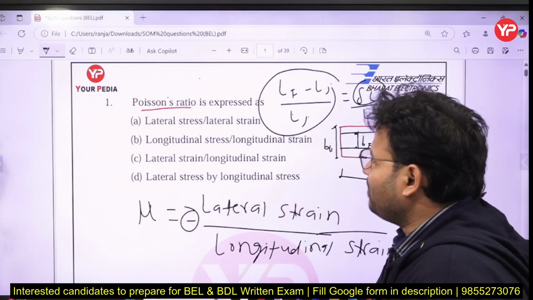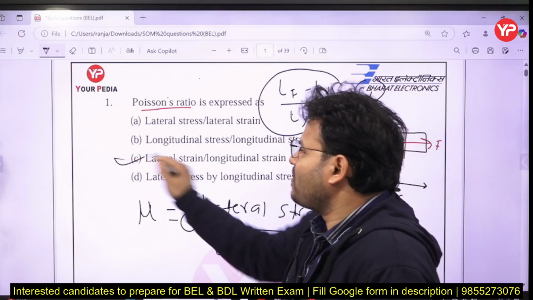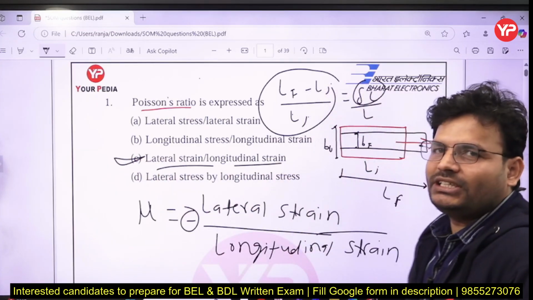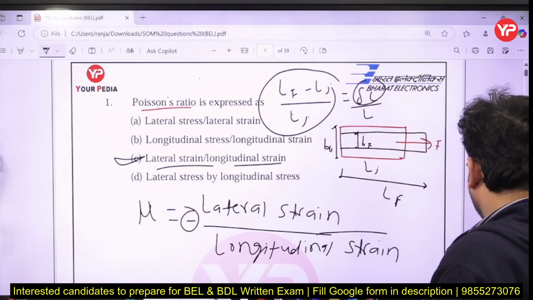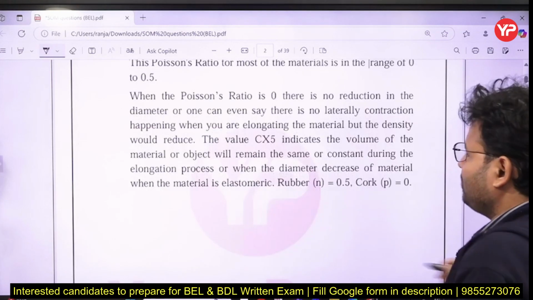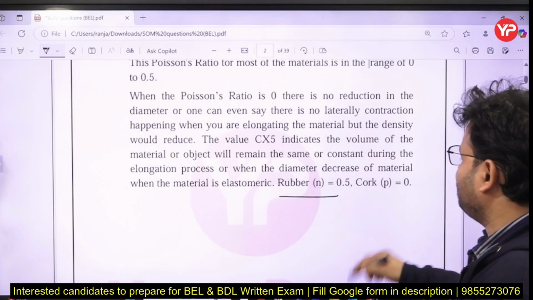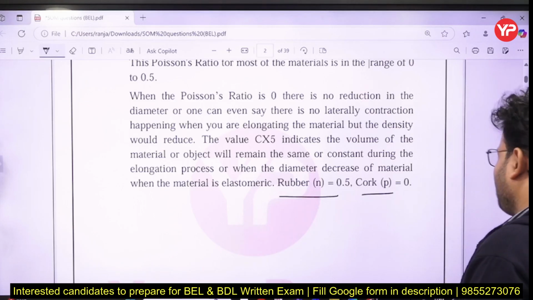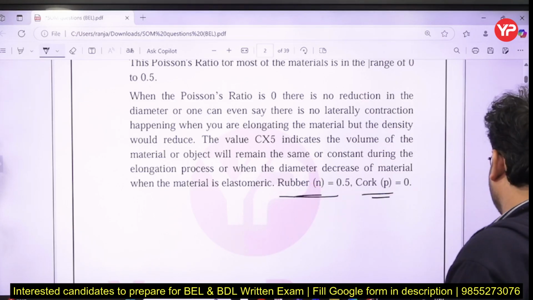So what can be the answer, my dear friends? C for Chennai is the right answer. Lateral strain upon longitudinal strain is the right answer. Come to the next question. And you should remember that value for rubber is 0.5, and for cork it is 0. Try to remember that also, as it is asked various times in different exams.